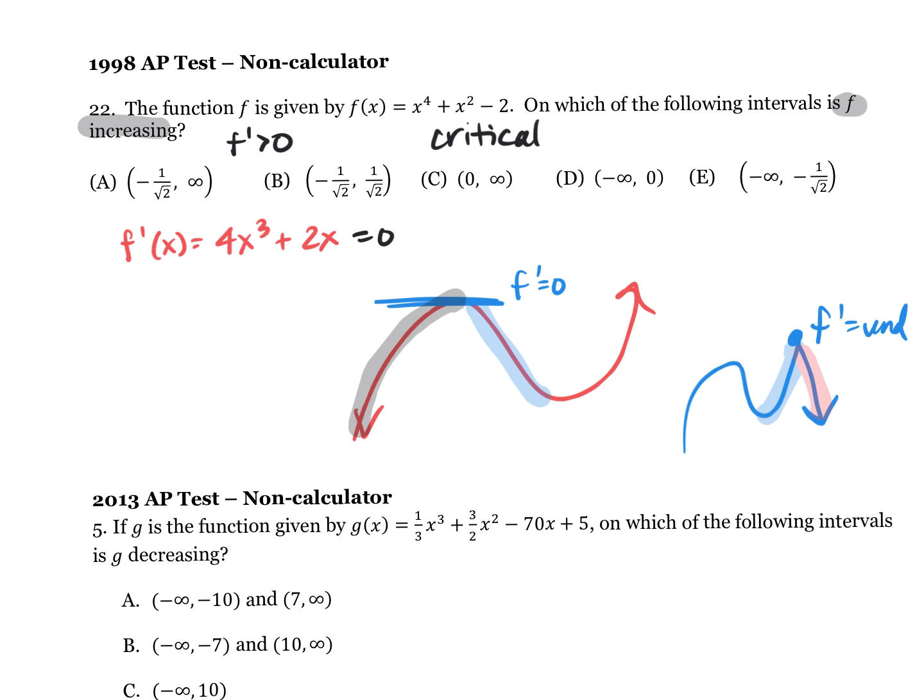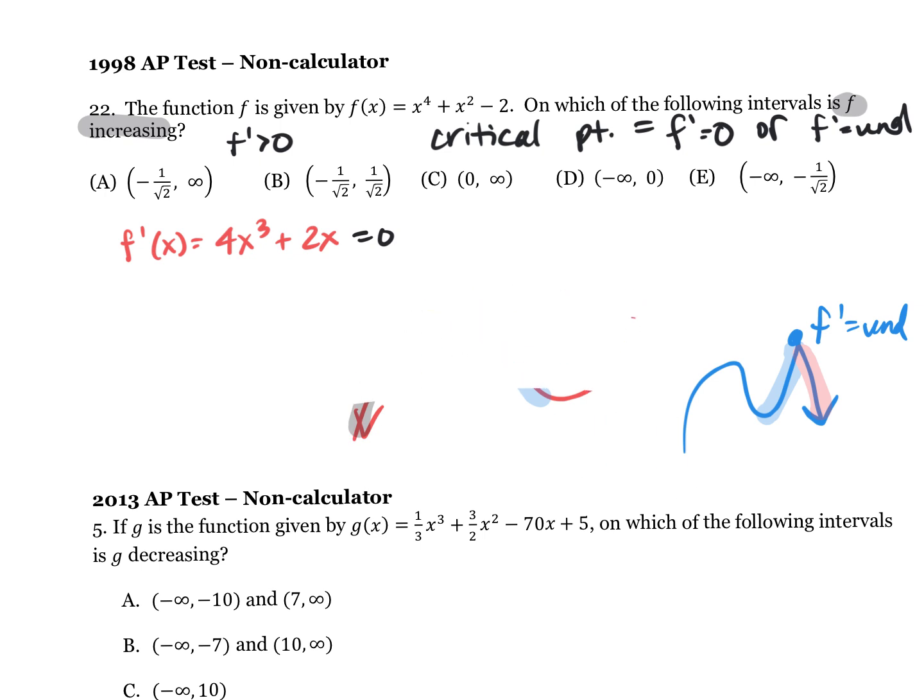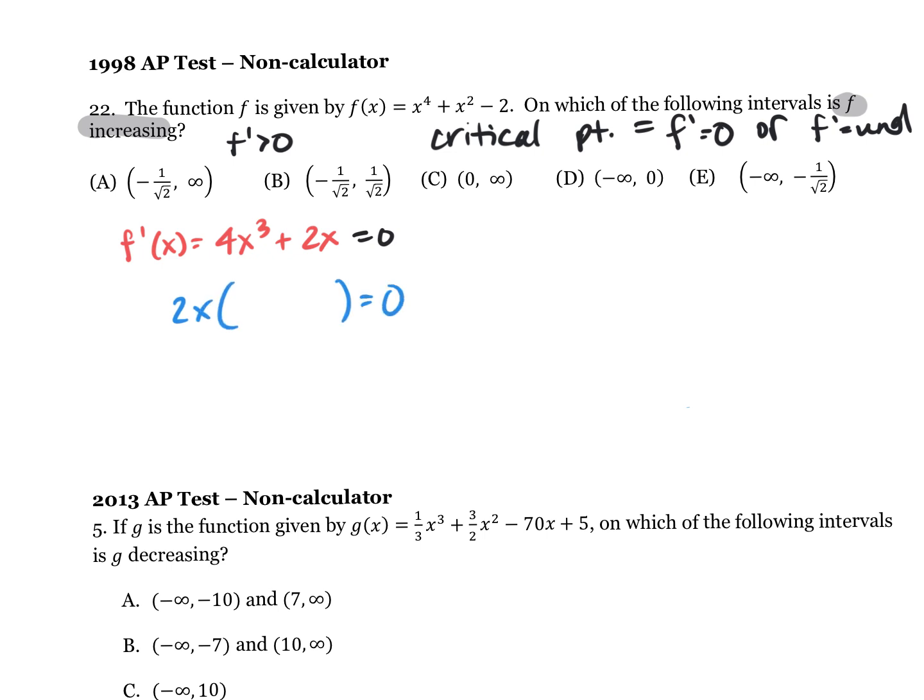A critical point, I don't know why I made that one word, is when f prime is 0 or f prime is undefined. And a critical point is going to help us figure out where a function is increasing or decreasing till. Kind of those landmarks. Okay, so let's go find this guy's critical point. When does this equal 0? What would we be able to factor out here? 2 and an x. Well said. Leaving me with 2x squared plus 1? Is that right? Yeah. Okay.